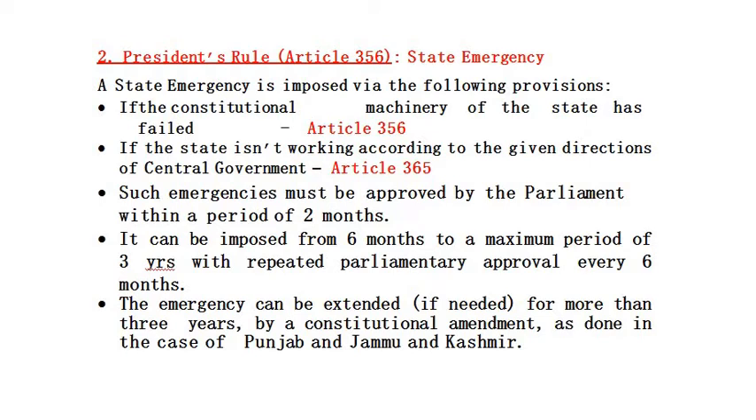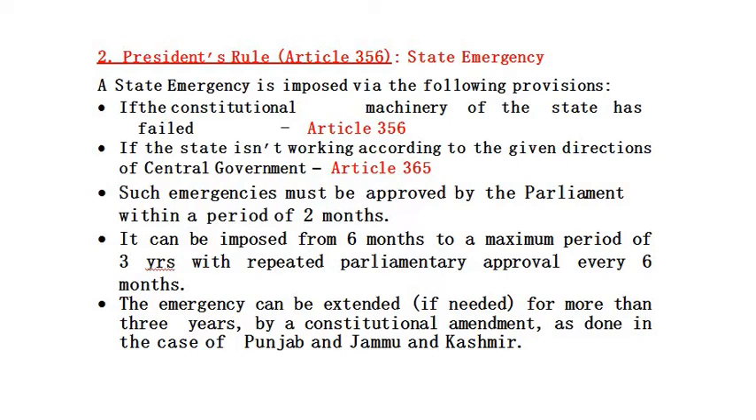It can be imposed for 6 months, with a maximum period of 3 years, with repeated parliamentary approval every 6 months. That means if the President wants to extend the state emergency, he can extend it for another 6 months by following the same method, but for 3 years maximum, and for the national emergency an indefinite period. That's the difference. The emergency can be extended, if needed, for more than 3 years by a constitutional amendment, as done in the case of Punjab and Jammu Kashmir.